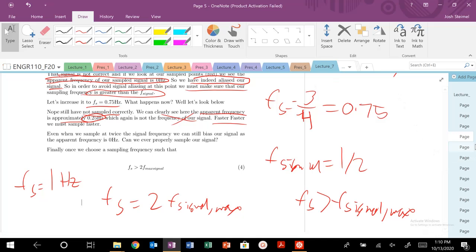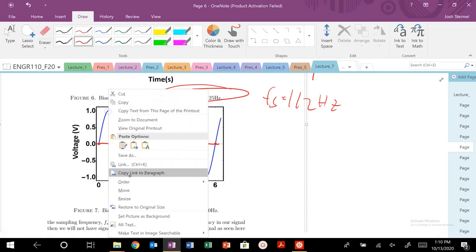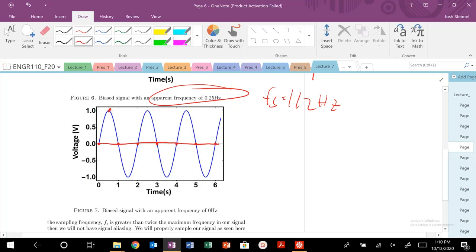Well, let's look at our signal. So at 1 hertz, nope, this doesn't work either. Now you'll notice, and this is kind of the danger, if you phase shift this by 90 degrees, we will actually sample correctly. So you can imagine if I phase shift by 90 degrees, the samples would be here, here, here, and then I would be sampling this correctly. I would get my correct frequency.